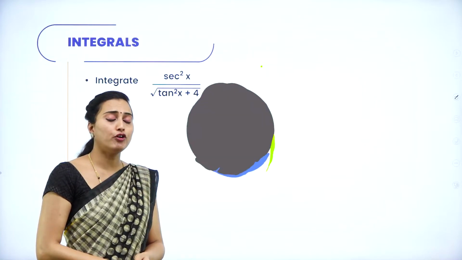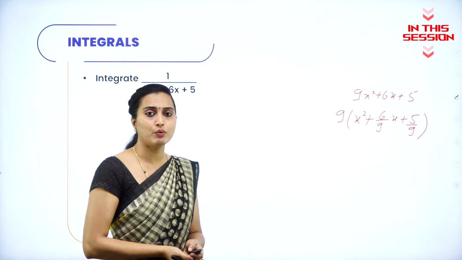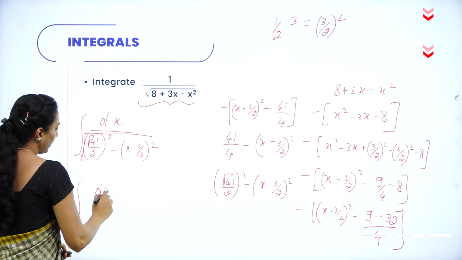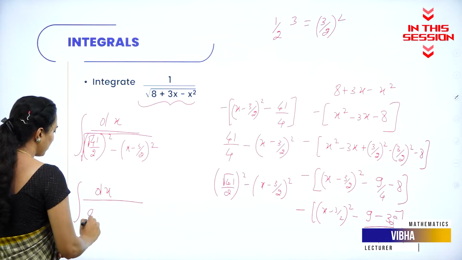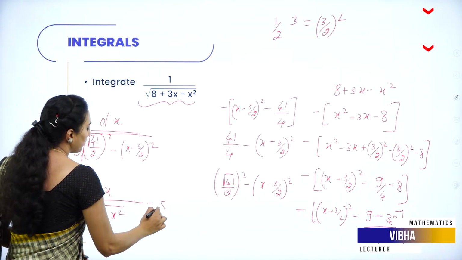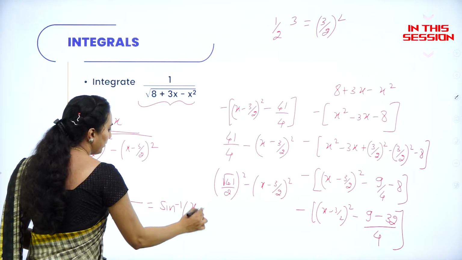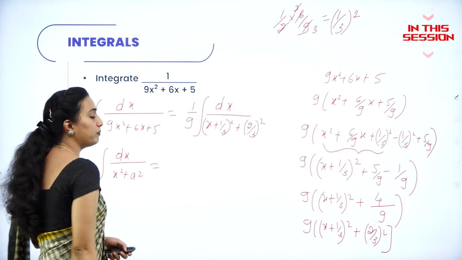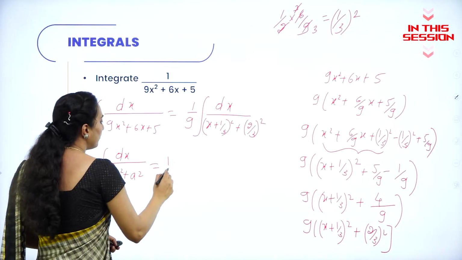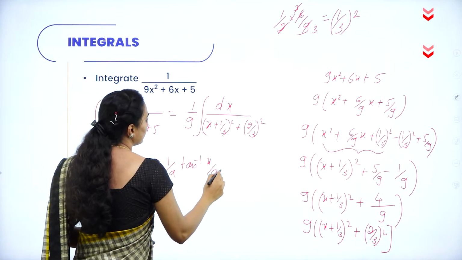If you substitute for tan x, differentiation of tan x is nothing but secant squared x. Always make the coefficient of x squared as 1. Integral of dx divided by the root of a squared minus x squared is given by the formula sin inverse of x by a plus c. Integral of dx divided by x squared plus a squared gives you 1 by a into tan inverse of x by a plus c.